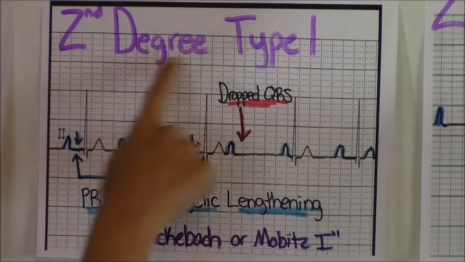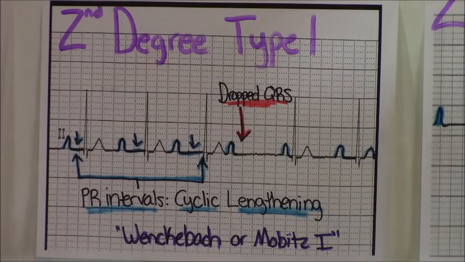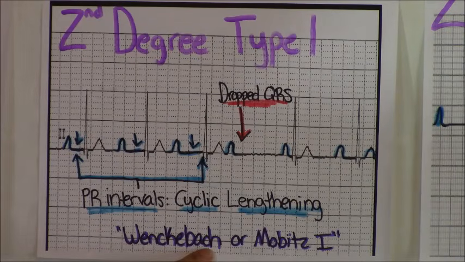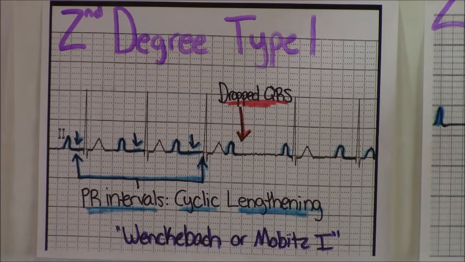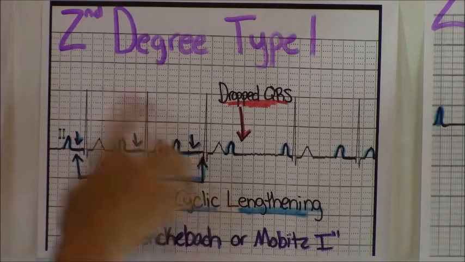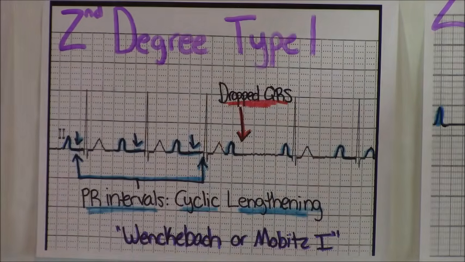Now let's go over second degree type 1. This is also called, in the clinical setting, you may hear nurses or doctors refer to it as a Wenckebach or a Mobitz I. A lot of times this is called a Wenckebach, but it's also another name for second degree type 1. So with this, we are going to go over our 5 steps, because remember, going over the 5 steps really helps you determine what the rhythm is.